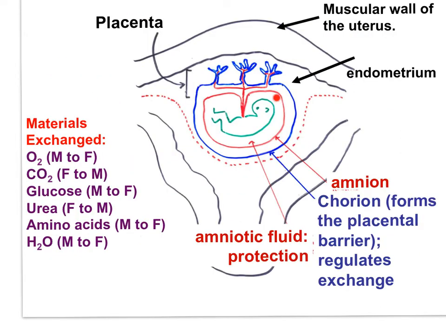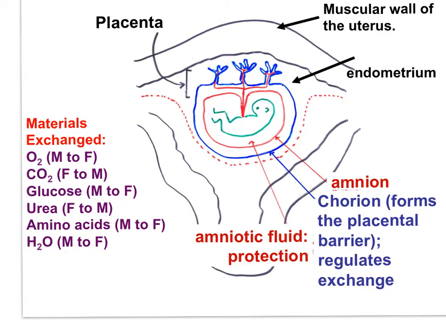In this diagram, we can see a fetus developing within the uterus. The placenta is seen here, and it includes the chorion in blue, which is a tissue layer that separates maternal blood from fetal blood. The chorion regulates the exchange of materials between the mother and the fetus. You can see the high surface area of what are called chorionic villi. The high surface area of the villi will increase the quantity of materials exchanged, such as oxygen, carbon dioxide, glucose, urea, amino acids, and water. I've provided the direction of movement of these materials. This is something to study.